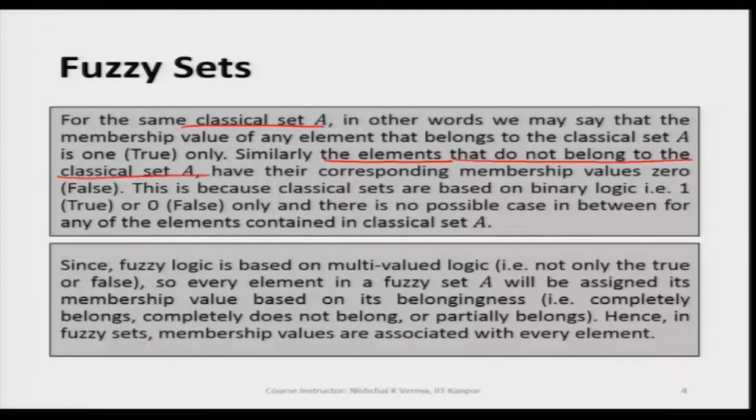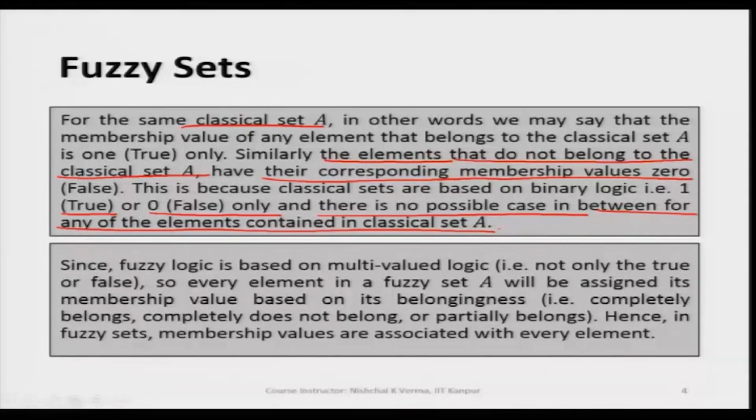So, now if we look at this set again, the elements that do not belong to the classical set A have their corresponding membership value 0, of course, because the conventional set is based on Boolean logic. So, any element which is present will have 100% presence, and any element which is not present will have 100% absence. If an element is present in the classical set, we say that it is true, and if the element is not present, meaning 0%, it is termed as false. So, there is no possible case in between for any of the elements.